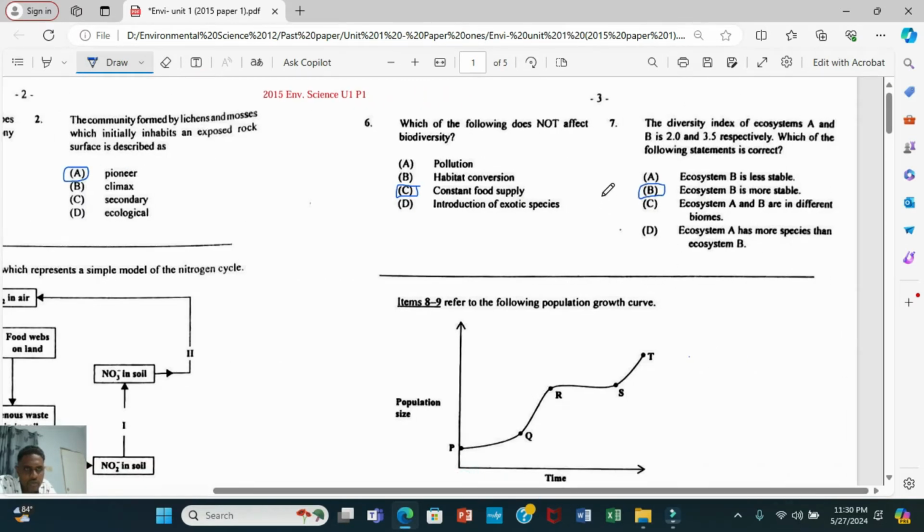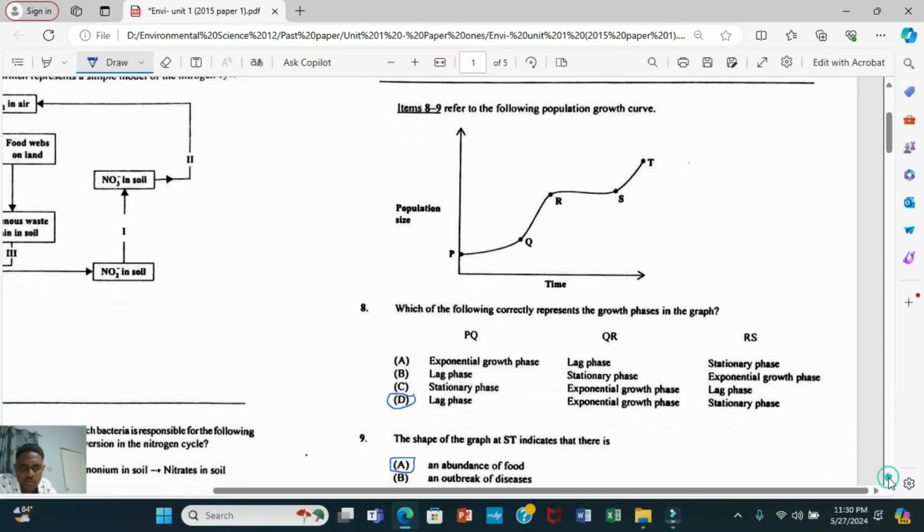Number 7, the diversity index of ecosystem A and B is 2 and 3.5 respectively. Which of the following statements is correct? The answer is B, ecosystem B is more stable. All right, guys, so the higher the species diversity, which means the higher number, the more stable the ecosystem would be. So that's why the answer is B.